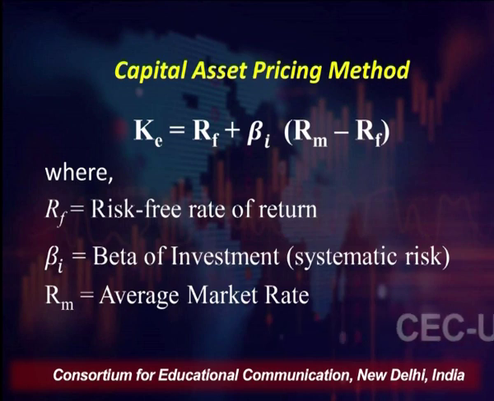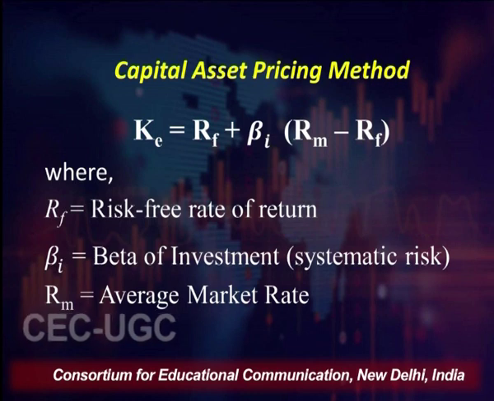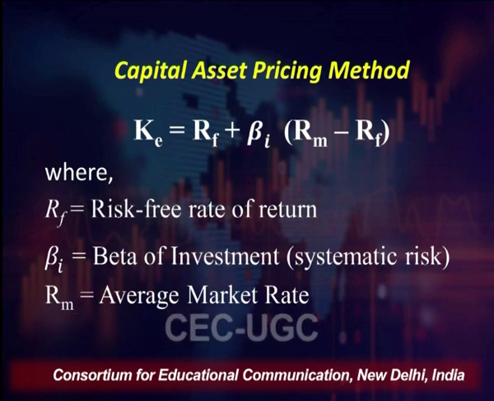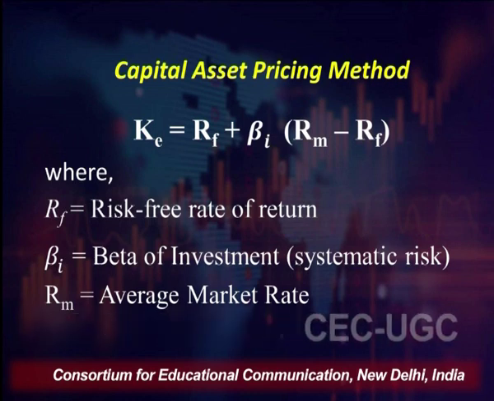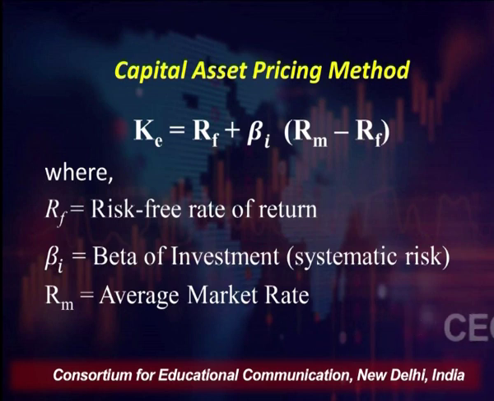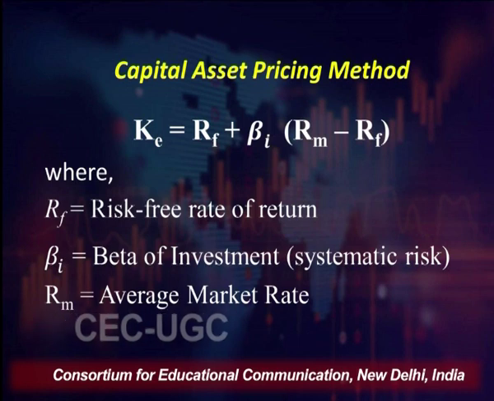So, in some books you will see this equation, but in some books you will see where KE is equal to RF plus beta multiplied by RP. RP is risk premium, and risk premium can be calculated by subtracting risk free rate from market rate.